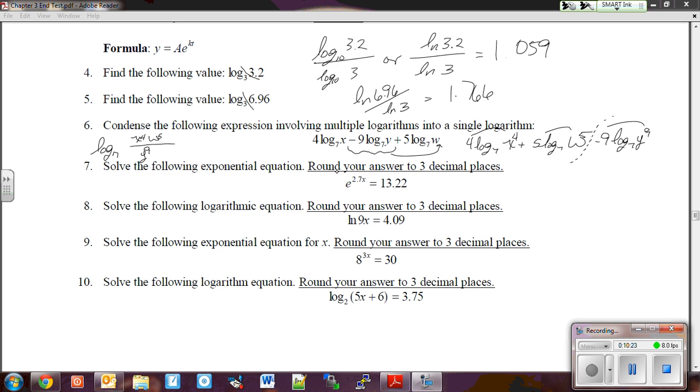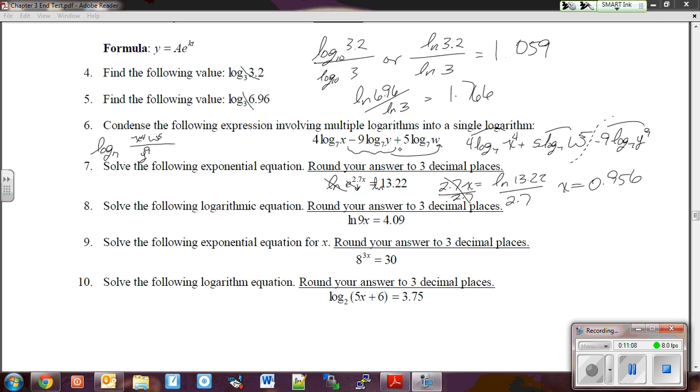All right. Now, number 7, e raised to 2.7x equals 13.22. For this one, you're going to have to take the natural log of both sides, because that cancels out the e, bringing the exponent down. So it's going to be 2.7x equals the natural log of 13.22. Divide both sides by 2.7. So x equals the natural log of 13.22 divided by 2.7. That gives us 0.956.